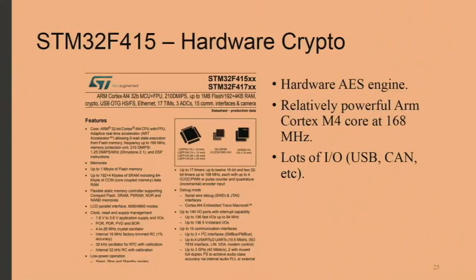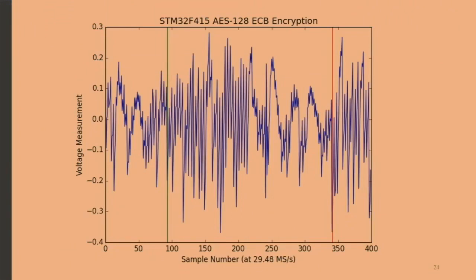So the first one, the STM32F415, it has hardware crypto. It's a pretty powerful ARM core, Cortex M4. And the encryption itself, I just have some of the traces to show if you wonder, what does it look like when we're looking at the leakage? The green line is the start of encryption based on some measurements from the tool. The red line is the end of encryption. So the middle part is the actual hardware crypto itself as the device is running.